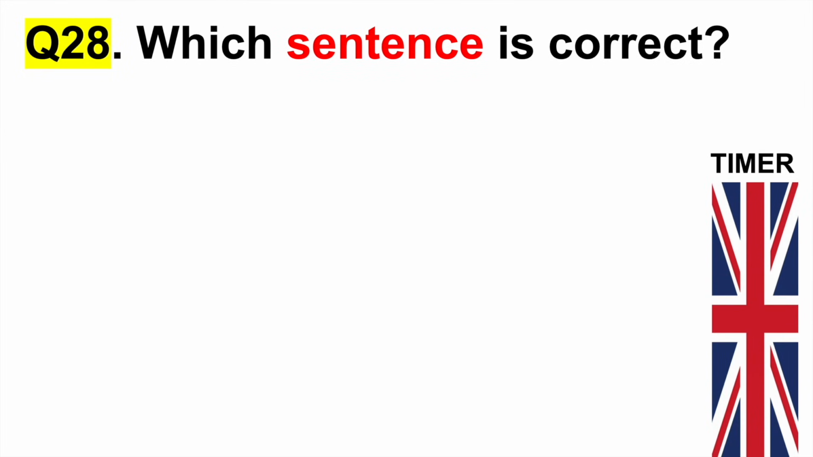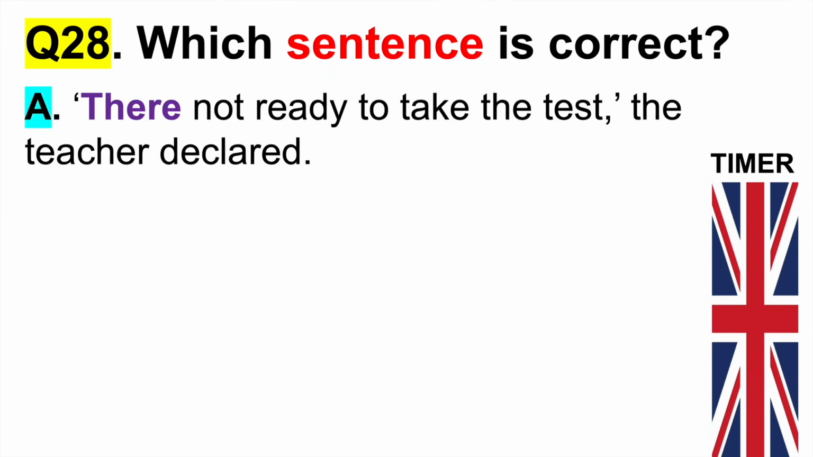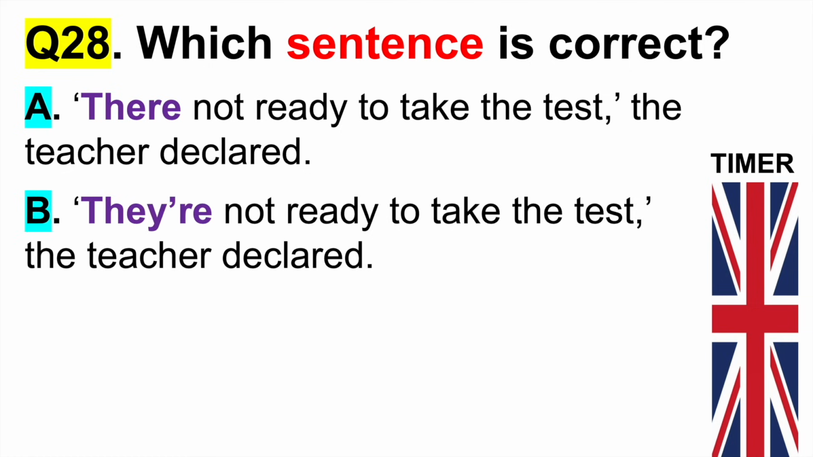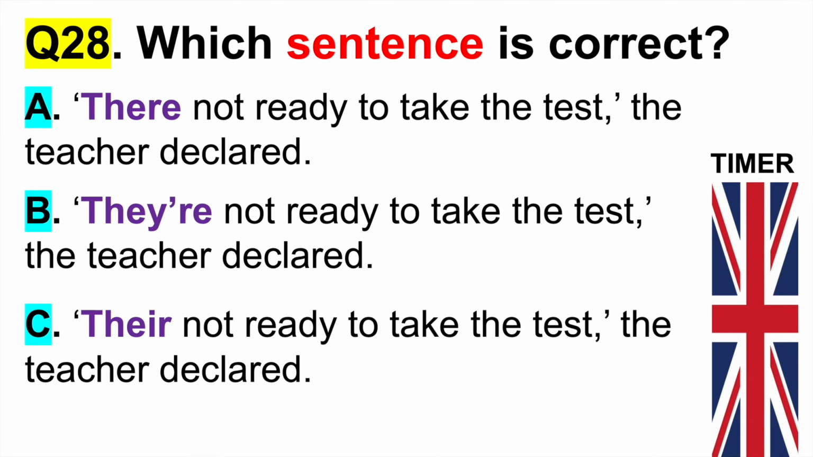Question 28. Again, which one sentence is correct? They're not ready to take the test, the teacher declared. B. They're not ready to take the test, the teacher declared. Or C. They're not ready to take the test, the teacher declared. There's only one of them correct. Which one is it, please? Answer in the comments section. Thank you.